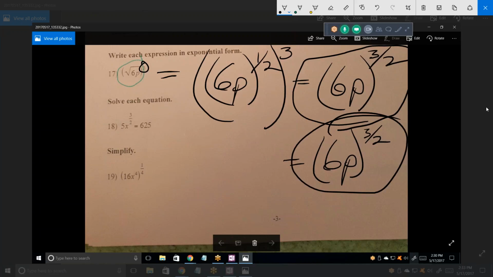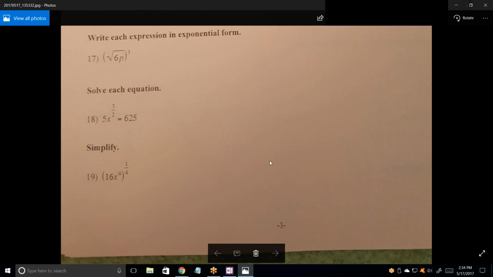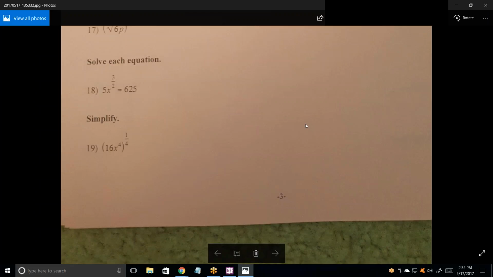If that was 16p, that would not be the answer, because I could take the square root of 16, which would be 4, I could cube it, and the answer would be 64p to the 3/2. But since we have a number where the exponent is not going to turn into a whole number, we don't do it. That's kind of the rule with math: if you can reduce it to an integer, you do it. If you can't, you don't. All right.